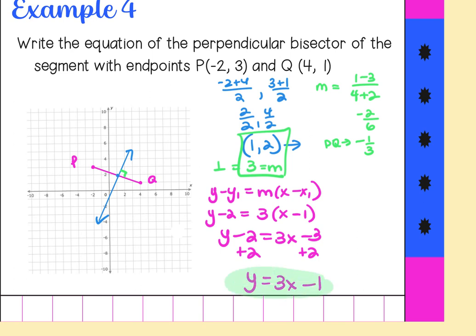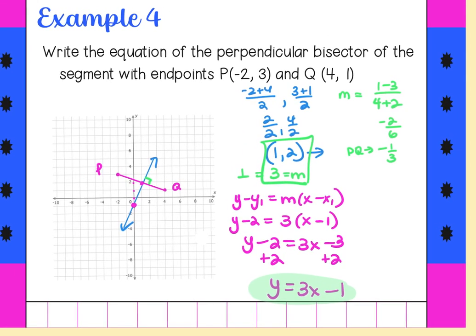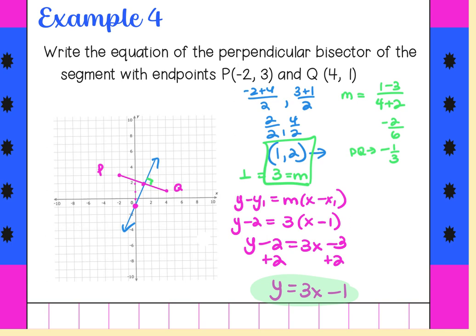Now you can always check if that lines up. Here my y-intercept looks like it was negative 1, up 1, 2, 3 over 1, and there is my equation of the line that's perpendicular to the segment and bisects it.